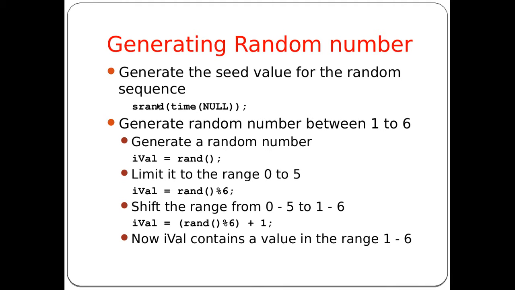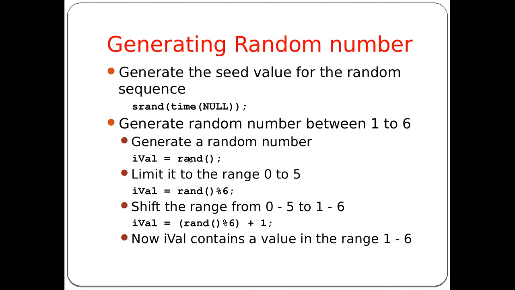So which is obtained by time null, and each time we run the program the time instants are different and hence it generates different seed values and hence different random sequences. After we have provided a seed value, then we generate a random number using the rand function over here.